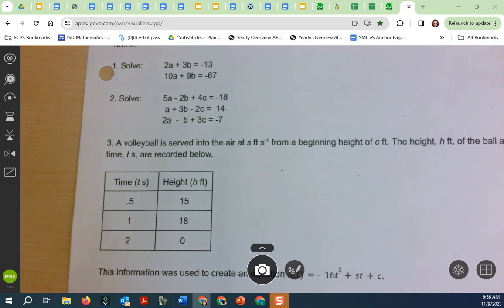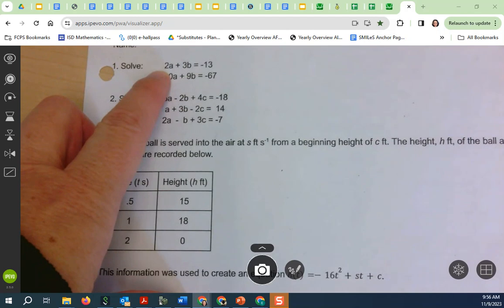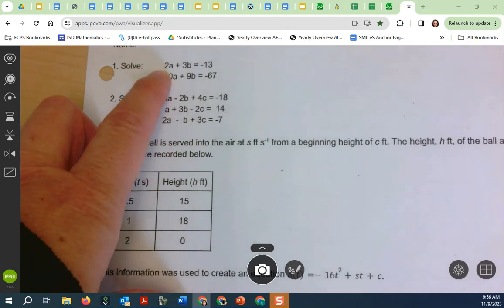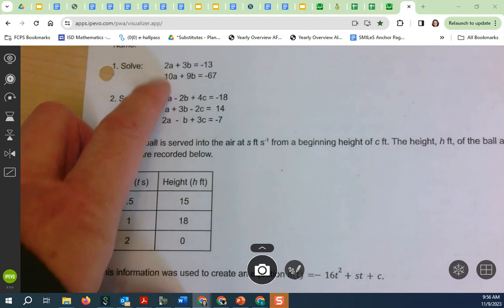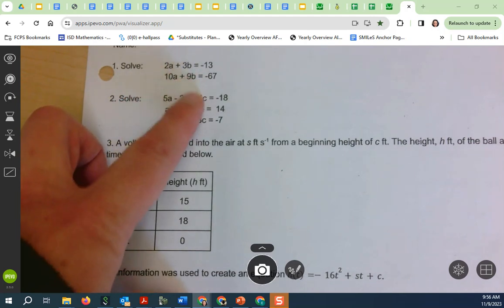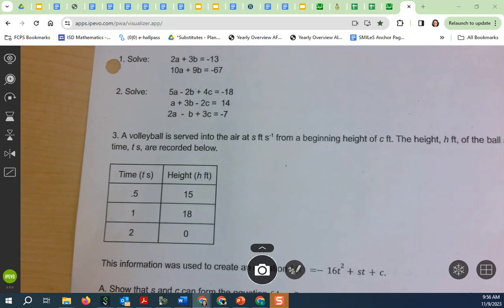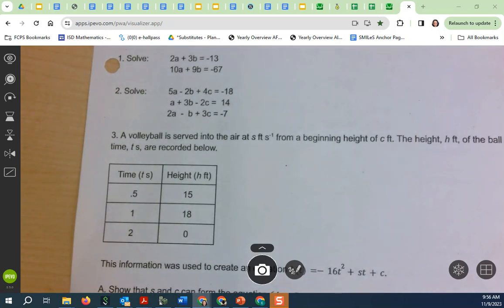How many people solved it by graphing on their calculator? Anybody? Nobody did that? Did anybody solve it by the method I had on the back where you multiply the first one by -3 and then add them together? A couple of you did that. And that was elimination. And did anybody solve with substitution where you get one variable by itself and then you substitute in? Some of you did that too. They're all good methods. And they're all going to work when you have two variables.